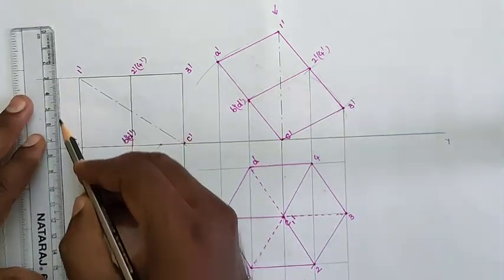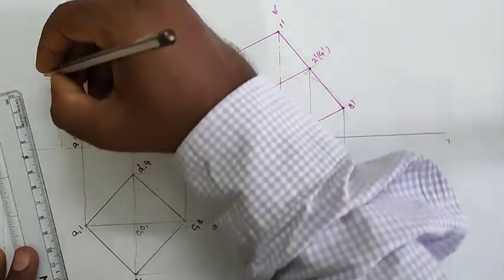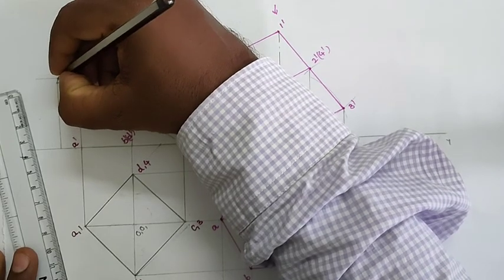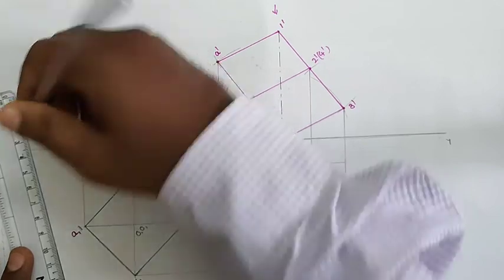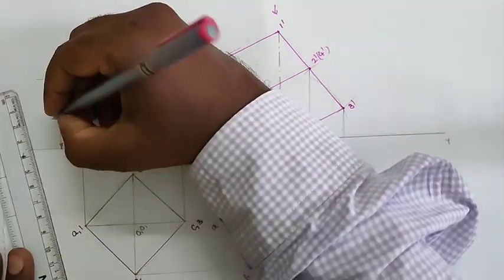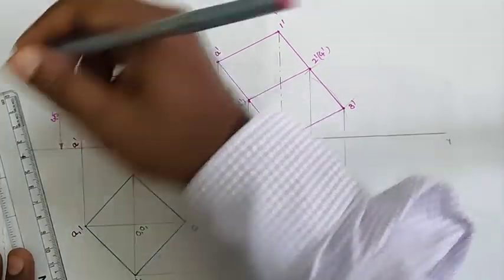and we can construct the second front view by projecting from the first front view. Then draw the final top view of our diagram also. So this dimension is given as 45.